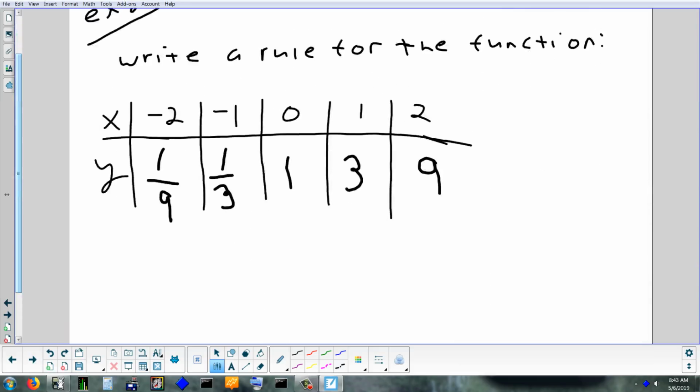Okay, it's the same problem. Write a rule for the function. What 2 letters do you have to figure out? A and B. So take like 30 seconds after you copy it, see if you can figure out A, and see if you can figure out B.